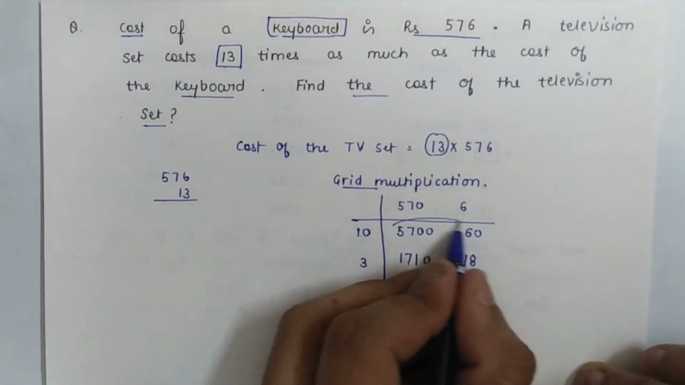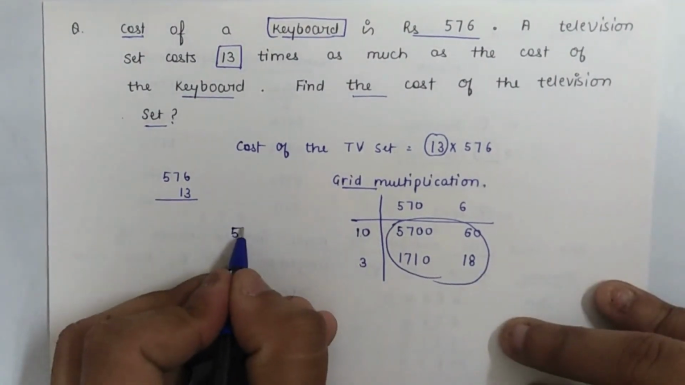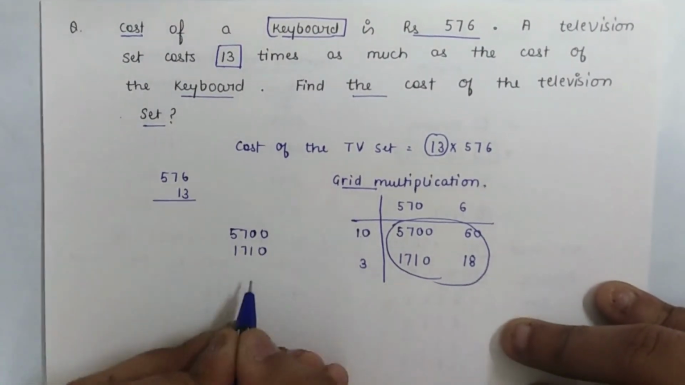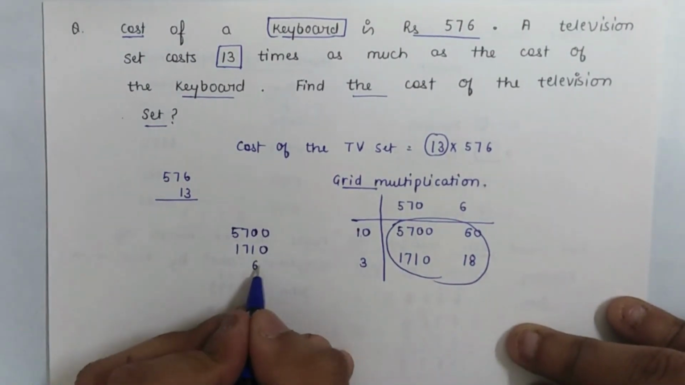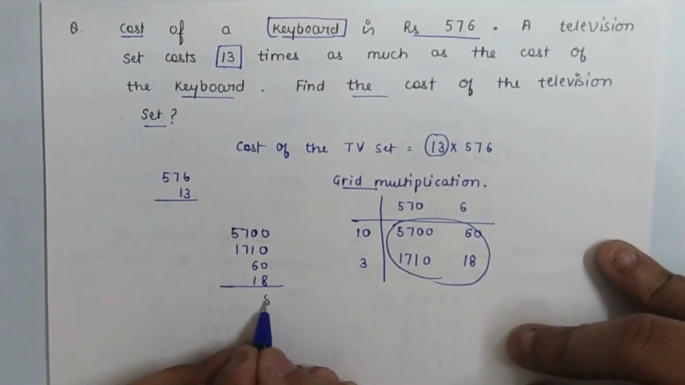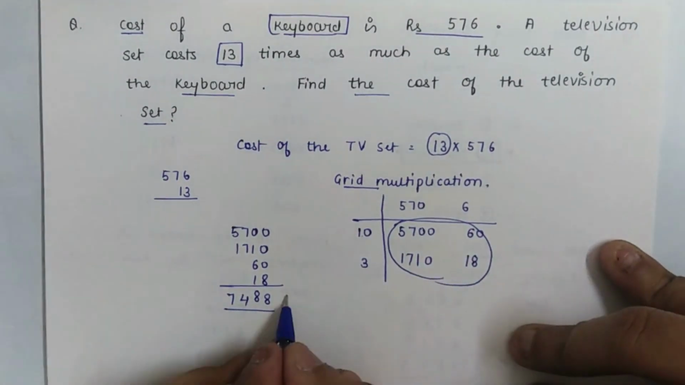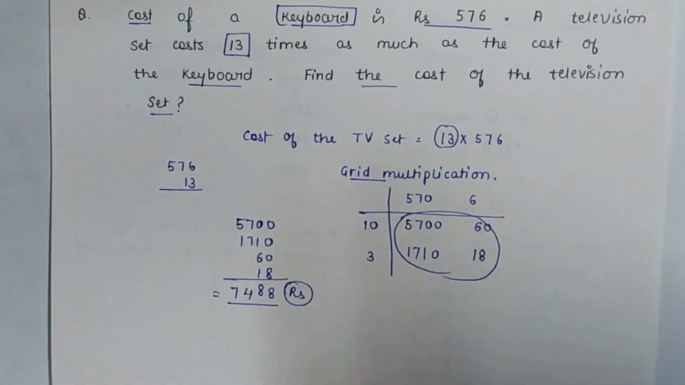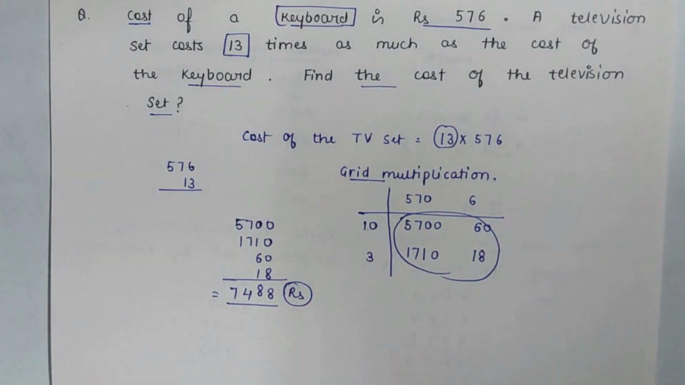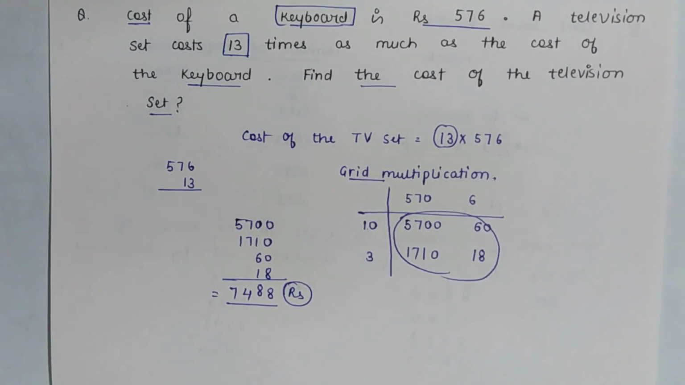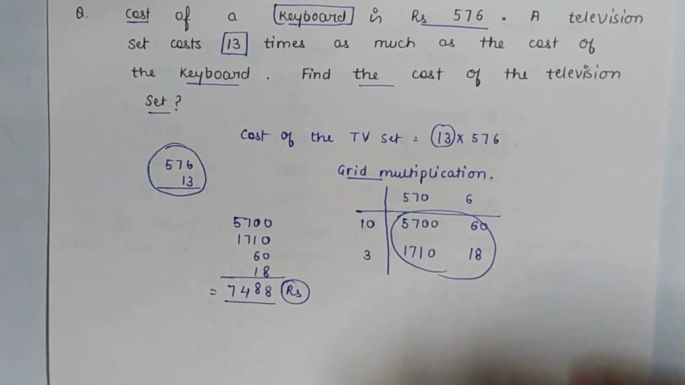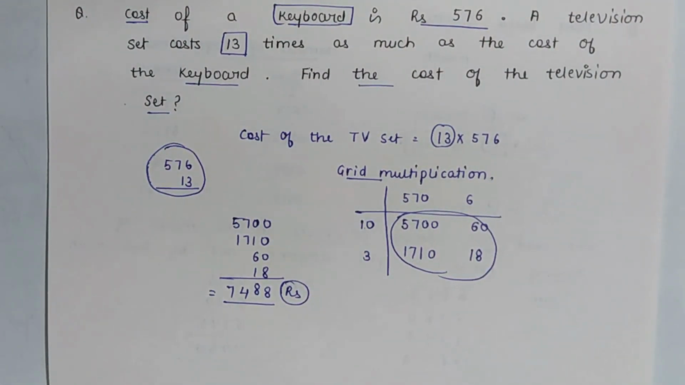Now we have to add all of these terms, and that will be the answer. So let's just add all of these. 60 plus 18 is 78, and adding the rest, we get 7488, and this will be the price of the television set. Grid multiplication is another method of multiplying, so I wanted to introduce that logic. You should know this. Do let me know in the comments how you like it, or whether you prefer the long multiplication method only. Thank you for watching. Have a great day.